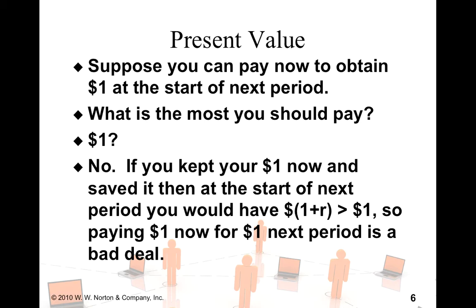Or think of it this way, if you kept your dollar now and saved it, then at the start of the next period, you would have $1 plus R, which is greater than $1. So paying a dollar now for a dollar next period is a bad deal.